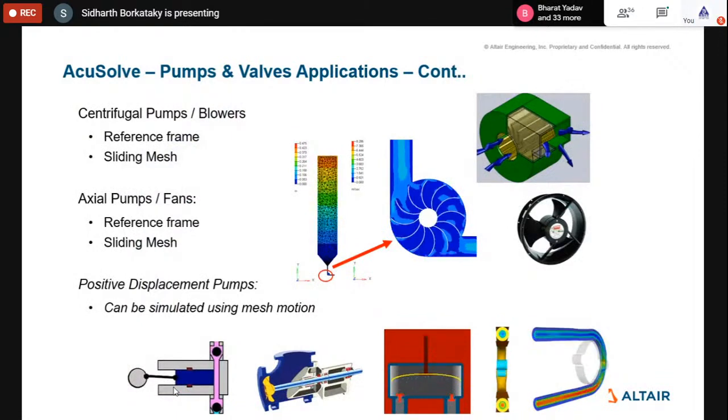Here the challenge is how the pump is working, the mechanism of the pump, whether it is a positive displacement pump, a centrifugal pump, or an axial pump. So the methodology of working is different, but CFD is applied based on what the methodology is.